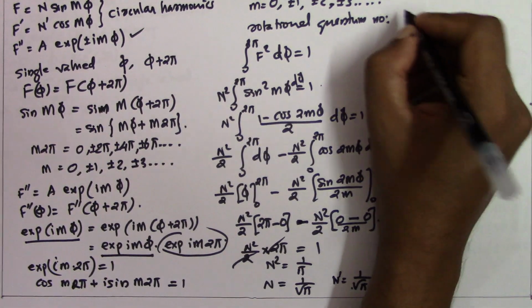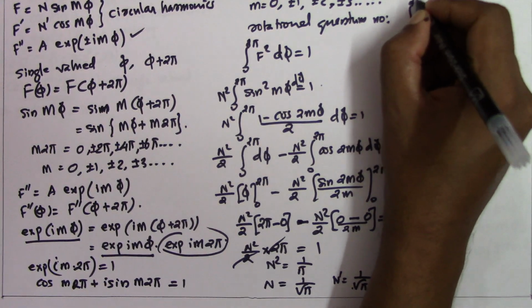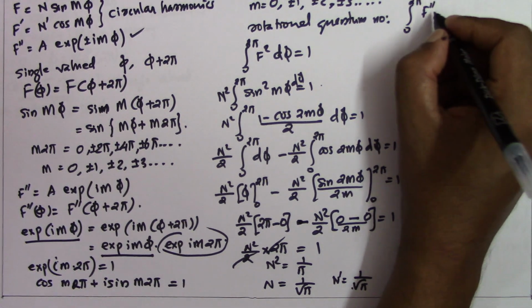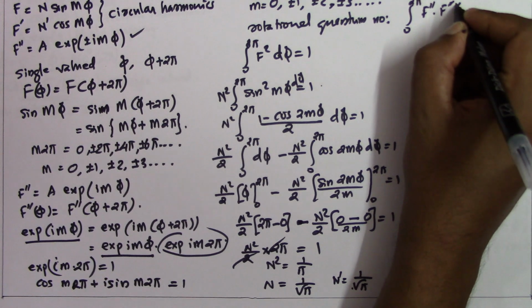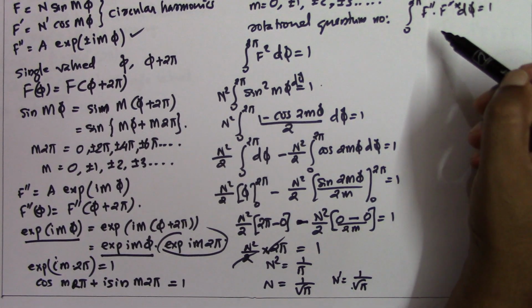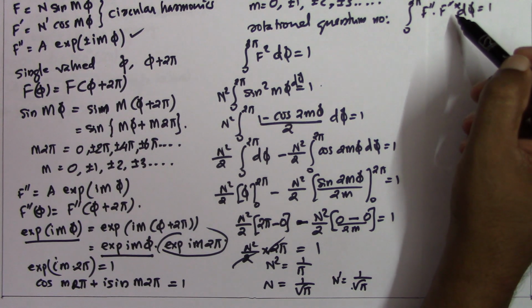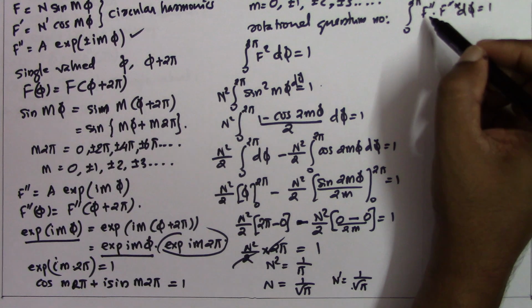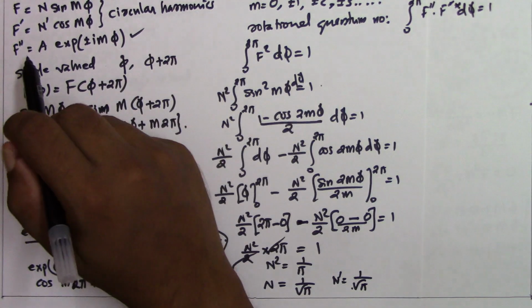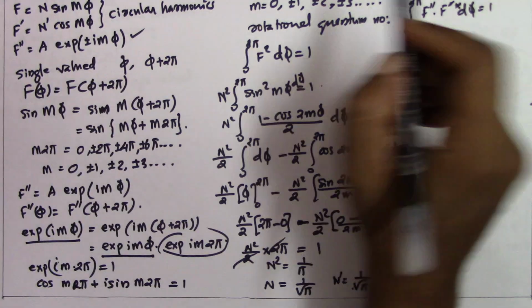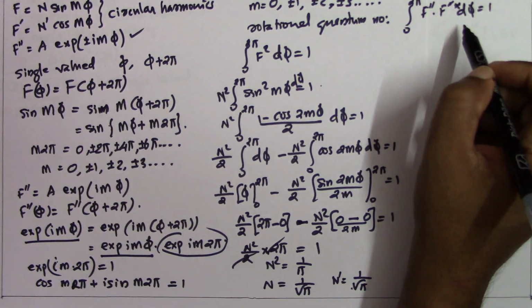So in that case, integral 0 to 2 pi f double dash into f double dash star d phi is equal to 1. Here I have taken f double dash and f double dash star. F double dash star, as you know, represents the complex conjugate of f double dash, because here you can see that f double dash actually is a complex function. That is why I have taken the complex conjugate of this function.